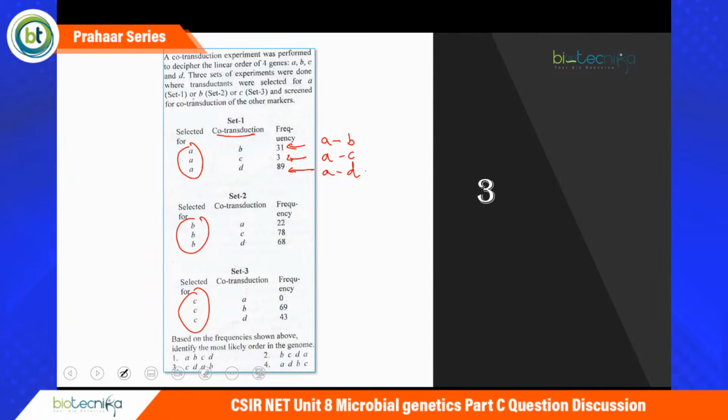Now, from this understanding and the discussion that we had about co-transduction, which gene will A be most linked with? Can anyone tell me quickly? From this understanding, can you tell me with which gene A is most linked? Most linked will also mean that the distance is least between A and that particular gene.